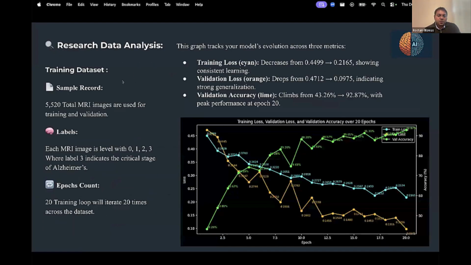So if you get into more detail on how the research went, we took around 5,500 MRI images, which are labeled by 4 classifications. And for 20 epochs, it shows like this. The training loss has significantly decreased, and the validation loss also dropped significantly. That's a good sign of having a well trained model. And on the other hand, the validation accuracy climbed up eventually with each iteration.